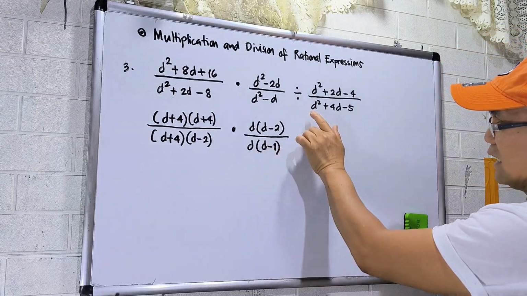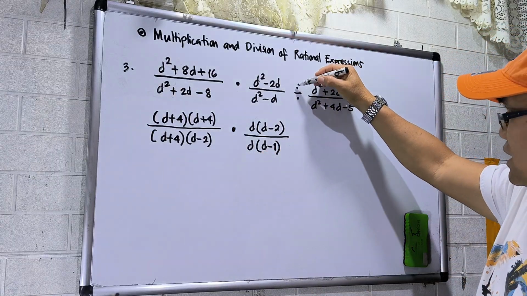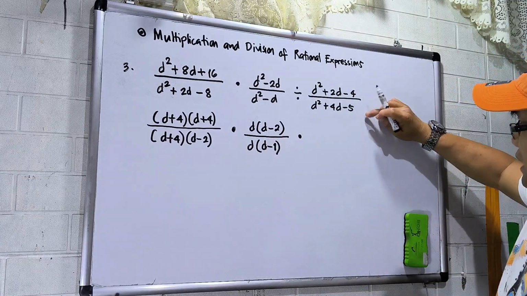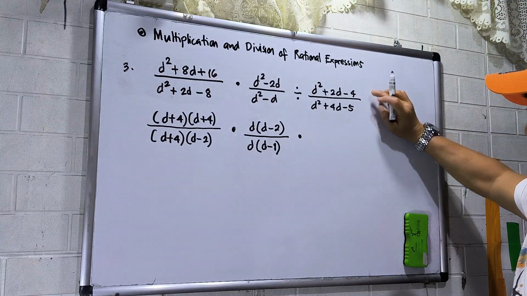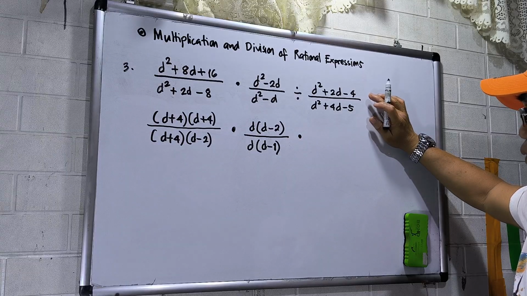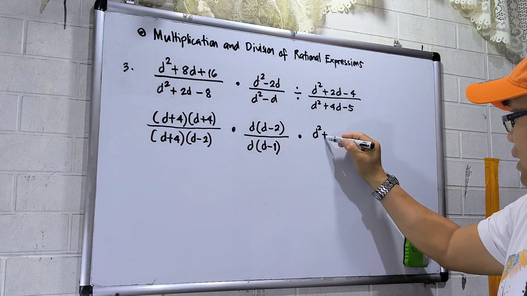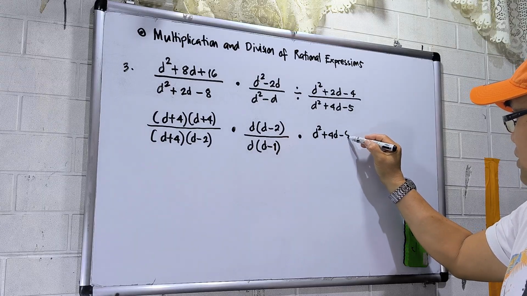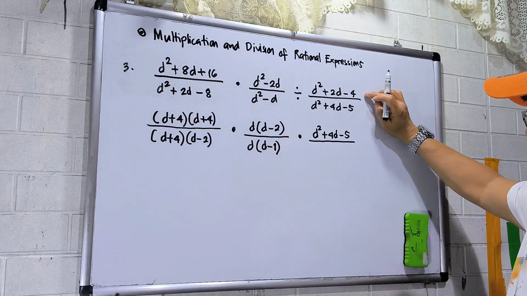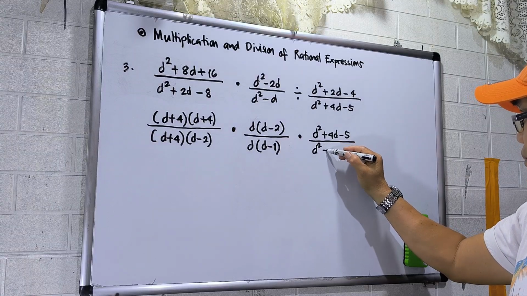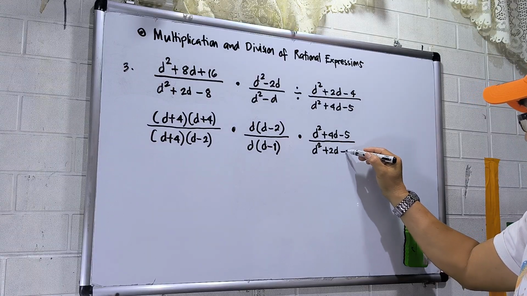Okay, correct. Then I have to change the operation to multiplication, or the dot symbol, and take the upside down. So the denominator will be the numerator: d squared plus 4d minus 5. Then the numerator will be the denominator: d squared plus 2d minus 4.